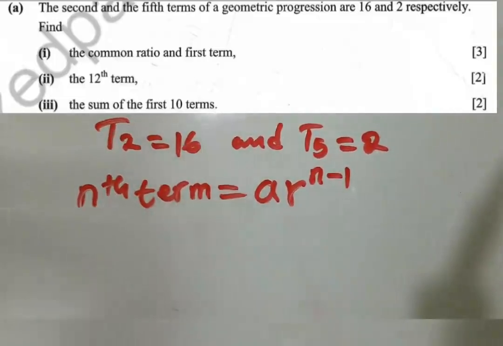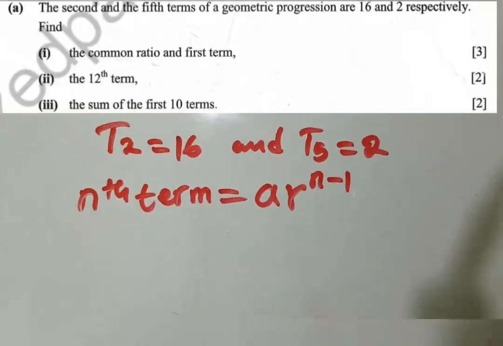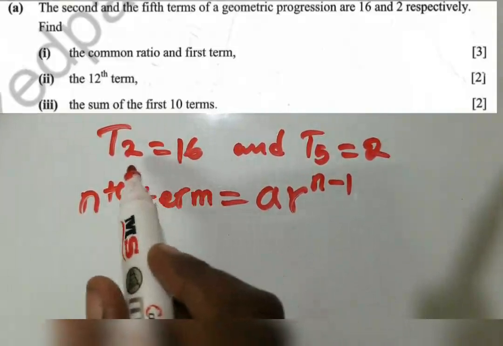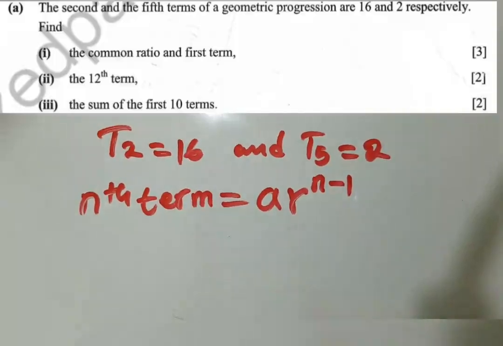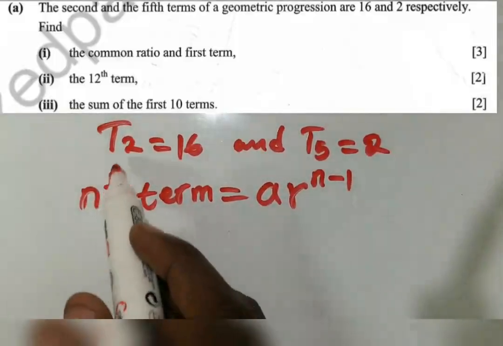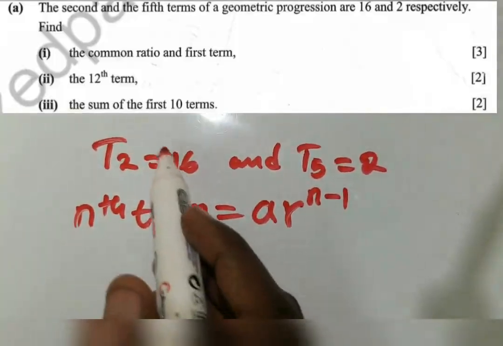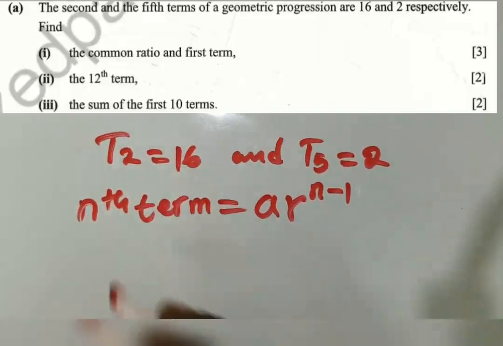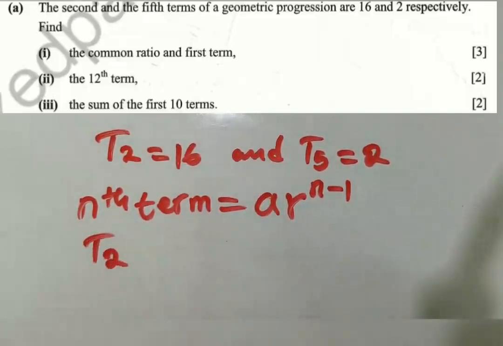They're asking us to find the common ratio and the first term. So how do you find them when you are given the second term and the fifth term? Let's see what data we have. Let's say we use the second term, term 2.